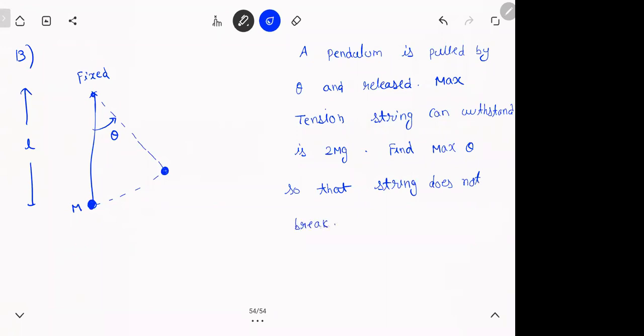Hope the question is clear. You have a pendulum, you pull it by theta, leave it, so the tension will change. If you exceed a certain angle, the tension becomes so high it will break. So what is the maximum angle you can go up to? Put it on, give it a try, 1-2 minutes. Anyway, I hope everyone is clear with the question. Not clear, please ask me. And others, keep your cams on.